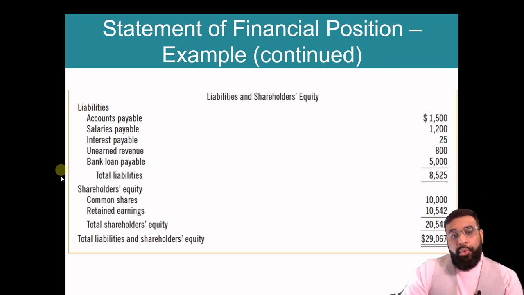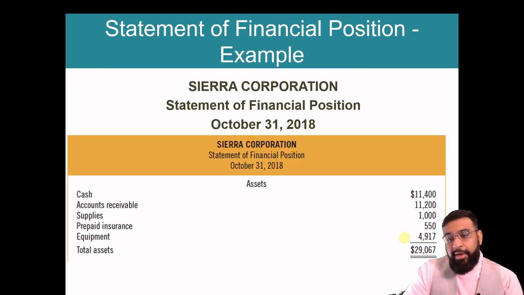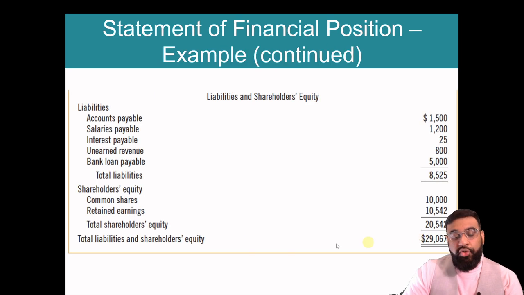So now, once we have total shareholders' equity, we're going to figure out the accounting equation and see if it actually balances. Now, for total liabilities and shareholders' equity, we're simply taking the 8,525 from total liabilities and adding it to total shareholders' equity of 20,542 to arrive at 29,067. And this has a double underline and dollar sign because this is now the main figure. And as you can see now, total assets of 29,067 equals total liabilities and shareholders' equity of 29,067.